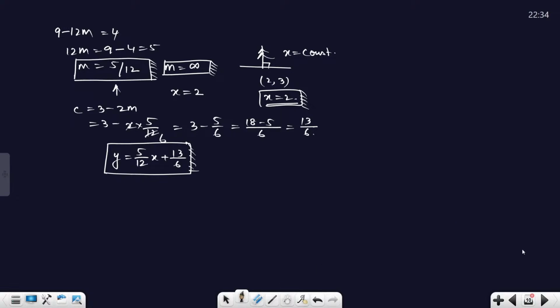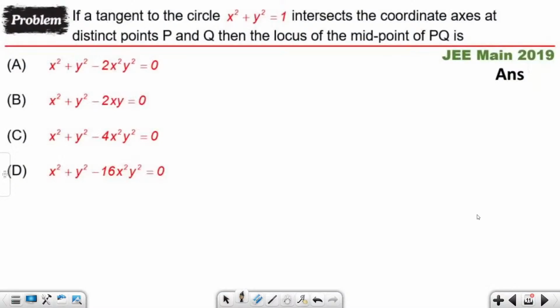So let me take the next problem. See this question? This came in JEE Main 2019. Side by side, you must try this sum on your own right now. The question is, there is a circle. If the tangent to the circle x square plus y square equals 1.